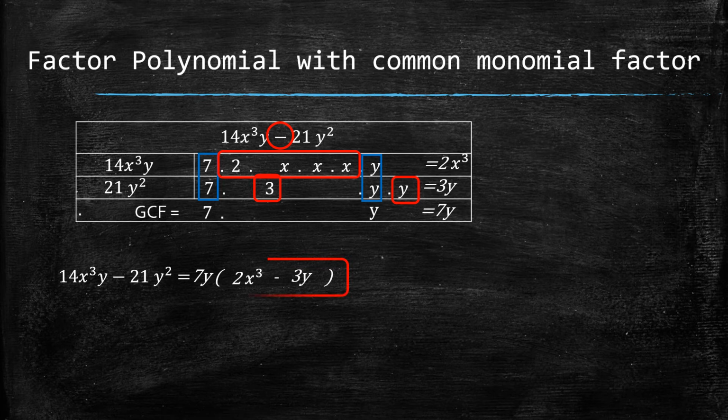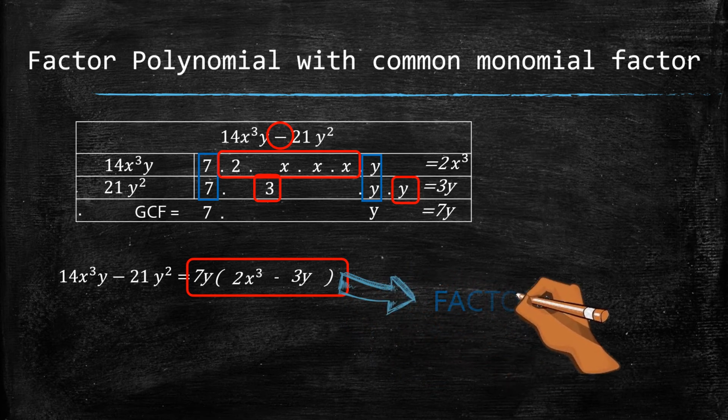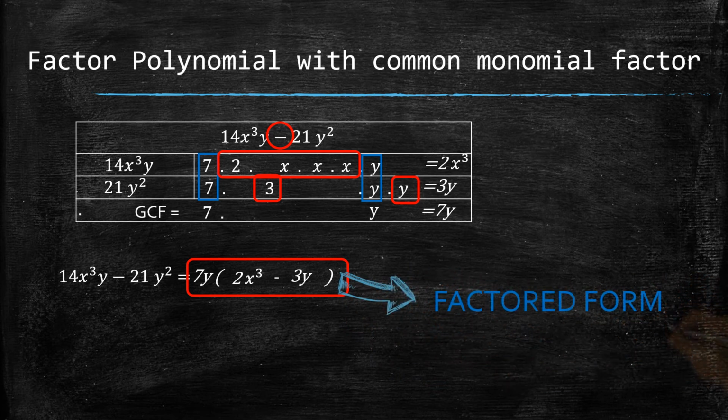Okay? So, kani siya class, unsay tawag nimo ana? Correct. That is the factored form of the equation. Meaning, 14x cubed y minus 21y squared is equal to its factored form na 7y times, close and open parenthesis, 2x cubed minus 3y. Okay? Next.